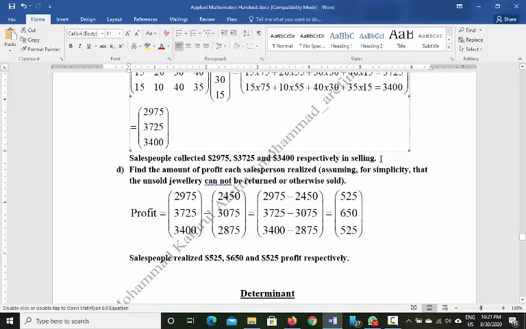Right. Now the question is asking: find the amount of profit each salesperson realized, assuming for simplicity that the unsold jewelry cannot be returned or otherwise sold. So the question is asking how much profit each of the salespeople is making, how much profit they have generated.